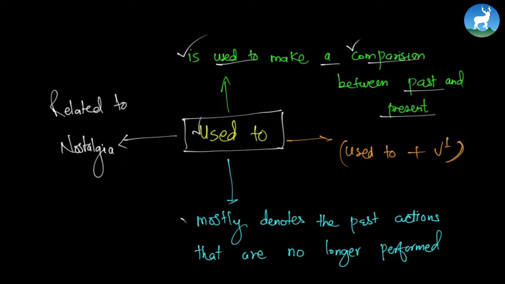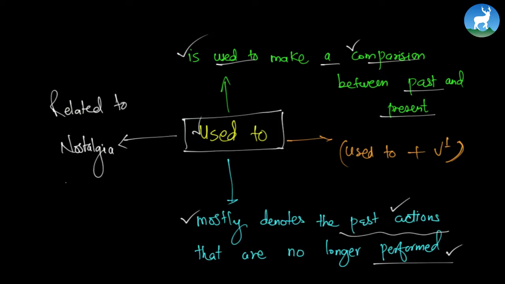And used to mostly denotes the past actions that are no longer performed. Things like going to picnic, or maybe listening to birds sing, or maybe wearing school uniform, or telling stories to other kids. So these are things that you may have used to do in the past, and you no longer do these things. So used to is used to denote the past actions that are no longer performed.